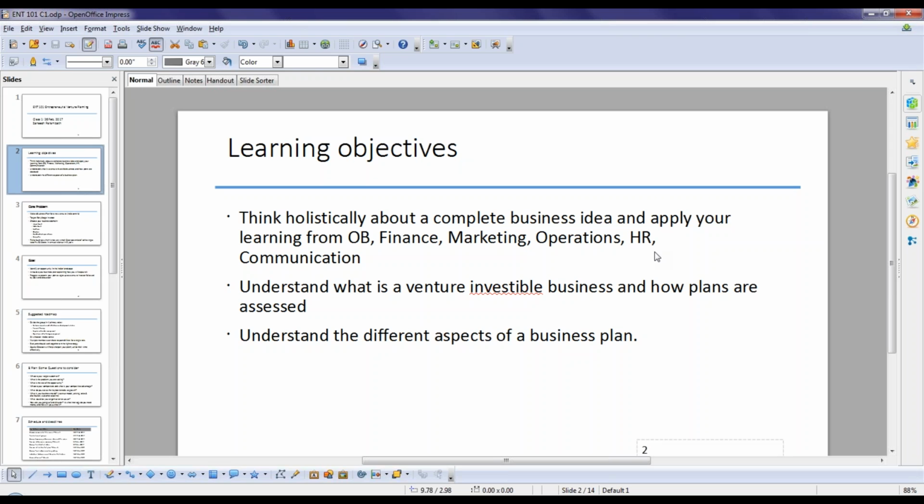And another very important point is understanding what is a venture investable business. Now, what do you mean by a venture investable business?